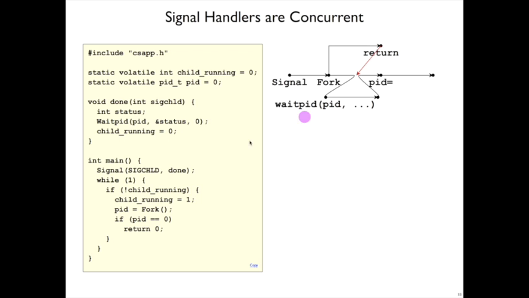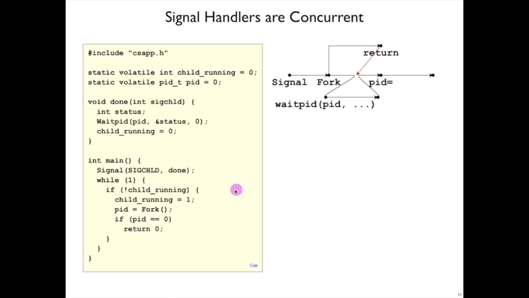So the problem here is that we didn't really expect a SIGCHLD to happen in the middle of this PID assignment, because textually it looks like it can only happen after. But of course, the textual order is a little misleading here. The process graph is more accurate.